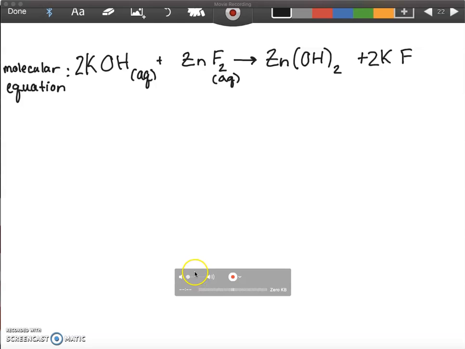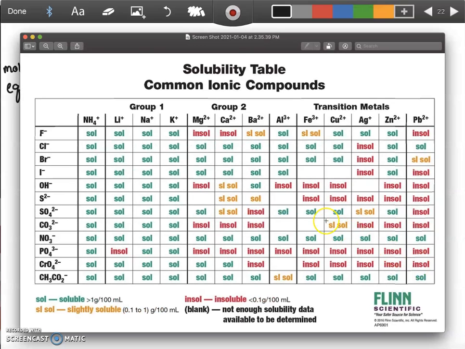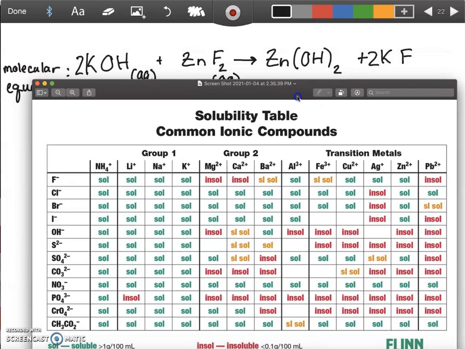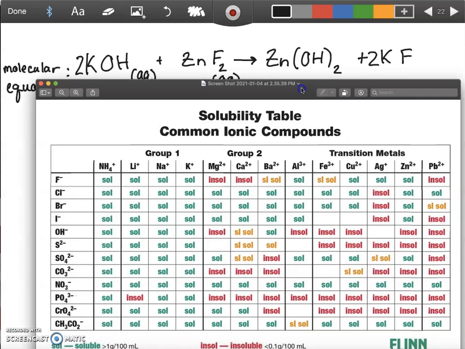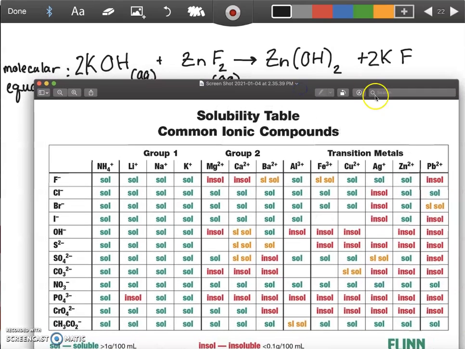Solubility chart tells us what types of ionic compounds are soluble in water and which ones are not. So if we open up the solubility chart, which is found on Google Classroom, we can now take a look and see which of these products right here, zinc 2 hydroxide or potassium fluoride, will be soluble or insoluble in water. Okay, so let's start with zinc 2 hydroxide.